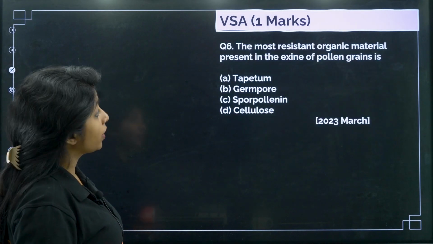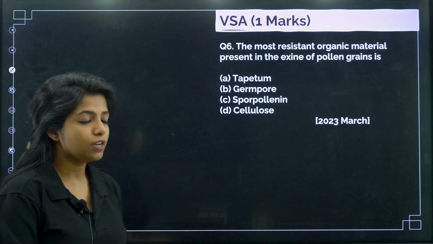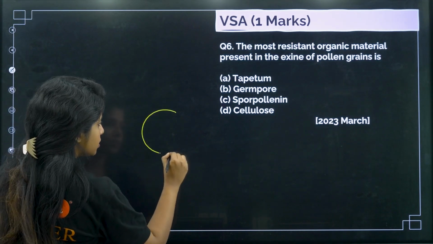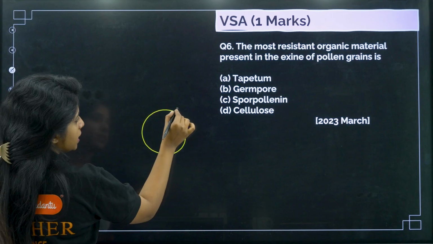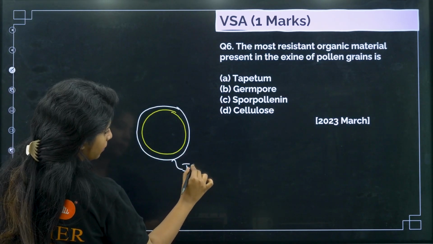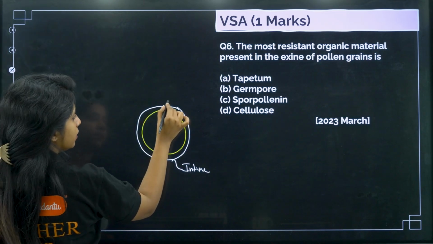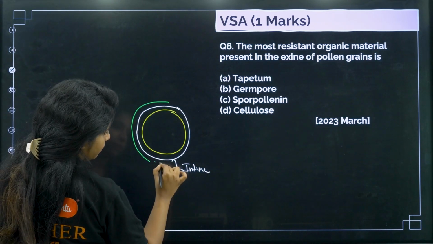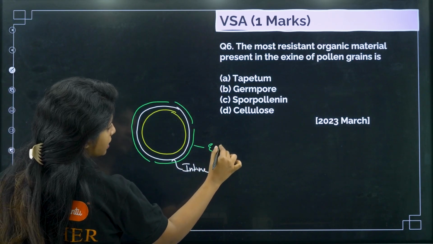The most resistant organic material present in the exine of pollen grains is. What do you mean by exine? So the pollen grain has three layers. One is its own plasma membrane. Second is the intine, which is the inner layer. And then it has a very strong layer, which is this. This is known as exine.